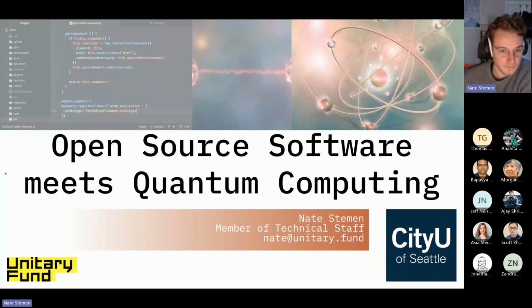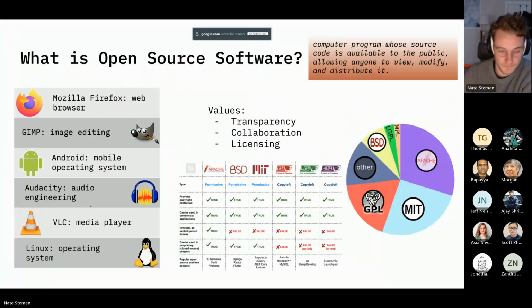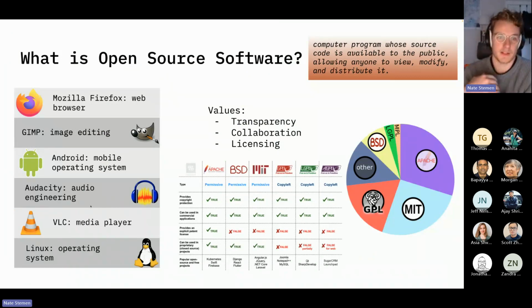So without further ado, why don't we just jump into it? The first question to ask is, what is open source software? In short, this can be summarized as any computer program or application whose source code is available to the public, allowing anyone to view, modify, and distribute it.